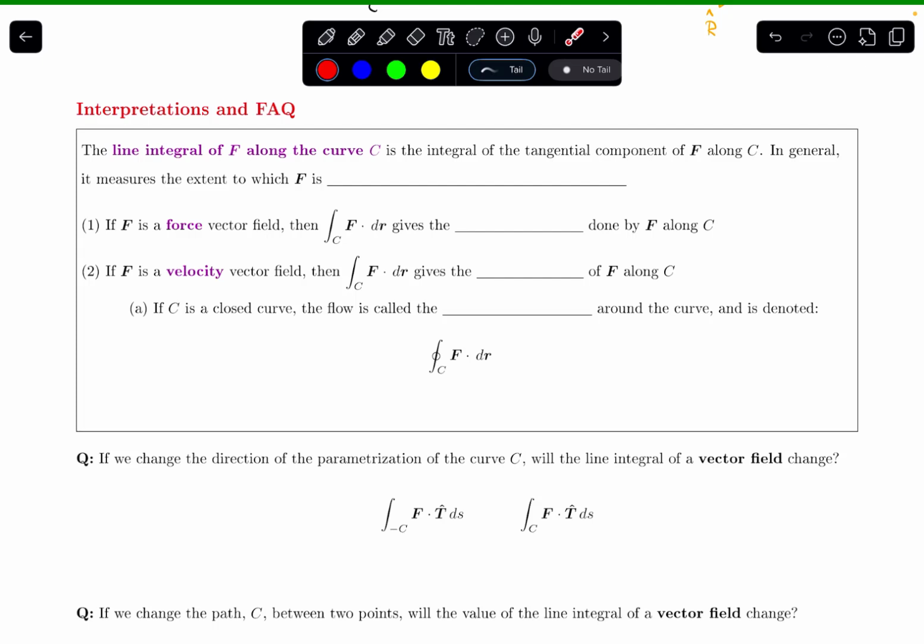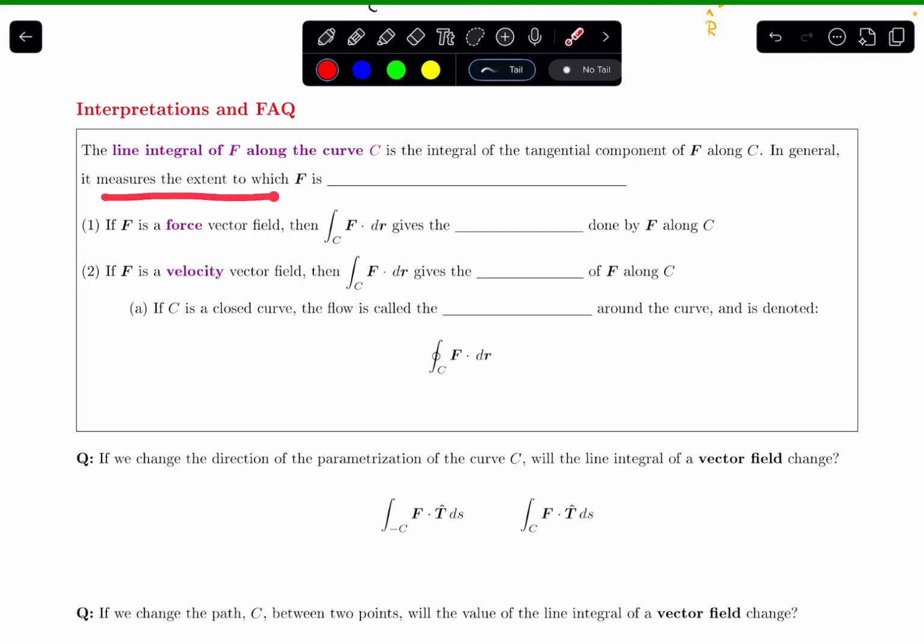In this video, we are going to talk about some interpretations of the line integral of a vector field along a curve and look at some common questions. So the line integral of a vector field along some curve C is the integral of what I can think of as the tangential component of f along C. I see this in how it's written down. We're taking the dot product of f with that unit tangent vector. That is what's called the tangential component of f along the curve.